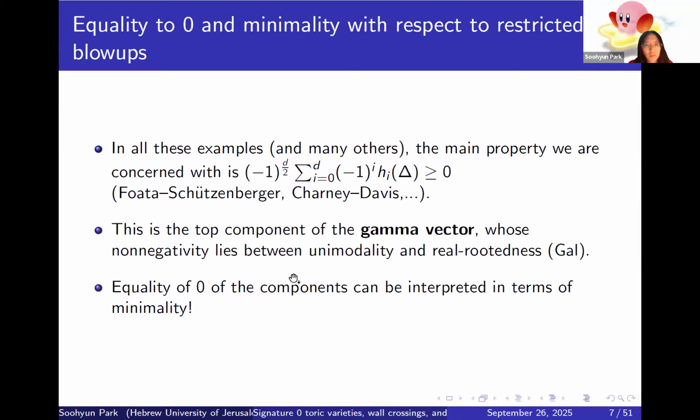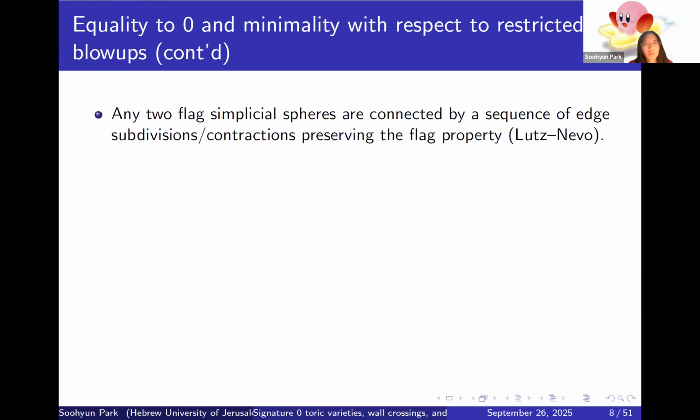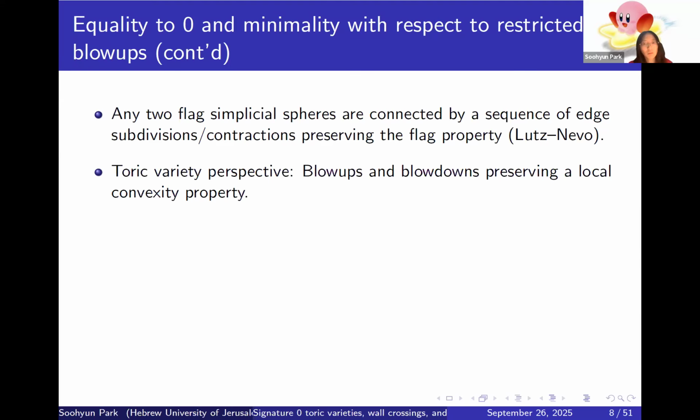And it turns out that, given the recursive properties of the objects we're working with, the equality case of being equal to 0 is like minimality with respect to a certain class of blowups. The reason is that any two flag simplicial spheres are connected by a sequence of edge subdivisions and contractions that preserve the flag property. Translating into toric varieties, these are blowups and blowdowns preserving local convexity. If you think about the usual stellar subdivisions inducing a blowup, it's just that, but specifically looking at two-dimensional cones.